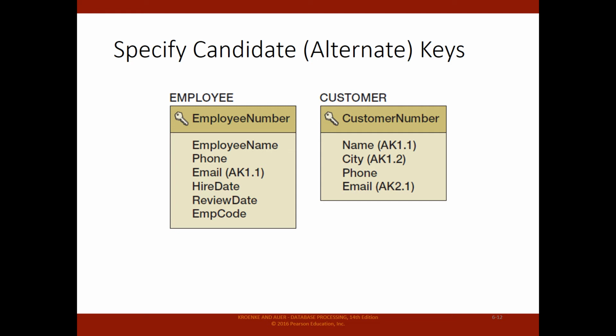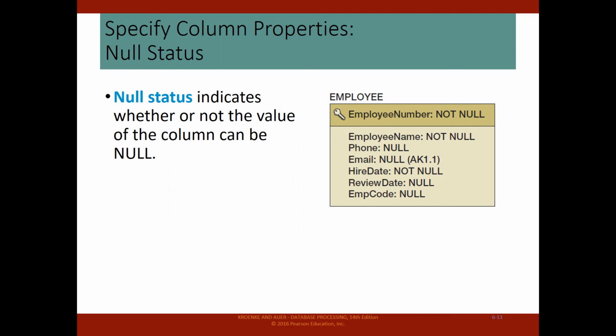And then we have email, which is basically the second alternate key, and it is the first column of the second alternate key. That's why we have 1. So very clear, right? So now we need to also decide about the null status.